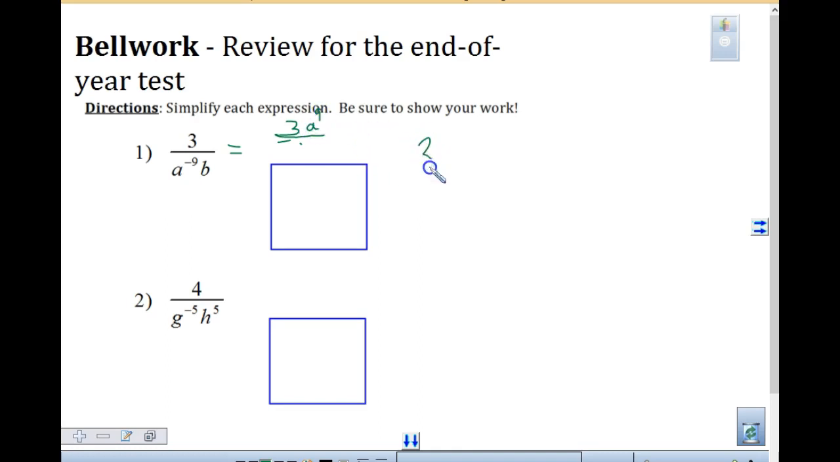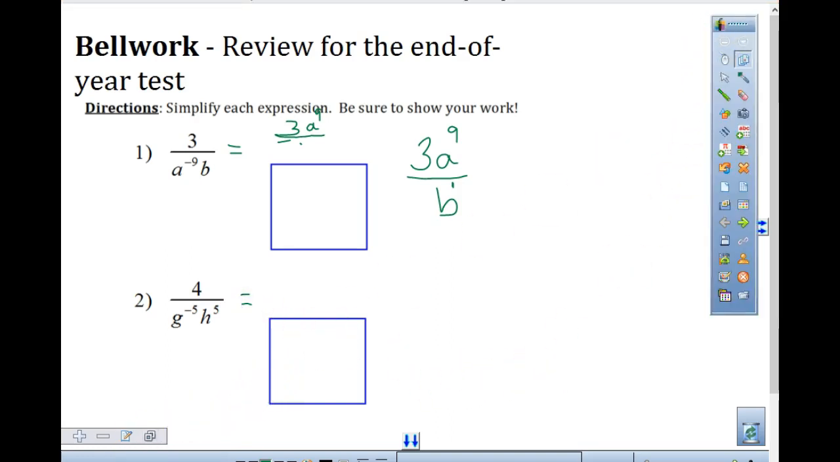I'm going to write it over here so you can see it a little better. So it's going to have 3a to the 9th. Do we move the b? No, it has a positive exponent. That was b to the first, so it doesn't get moved. Now try the next one, okay? Only moving negative exponents, right? Only moving the negative exponents. And that was the answer for the first one.